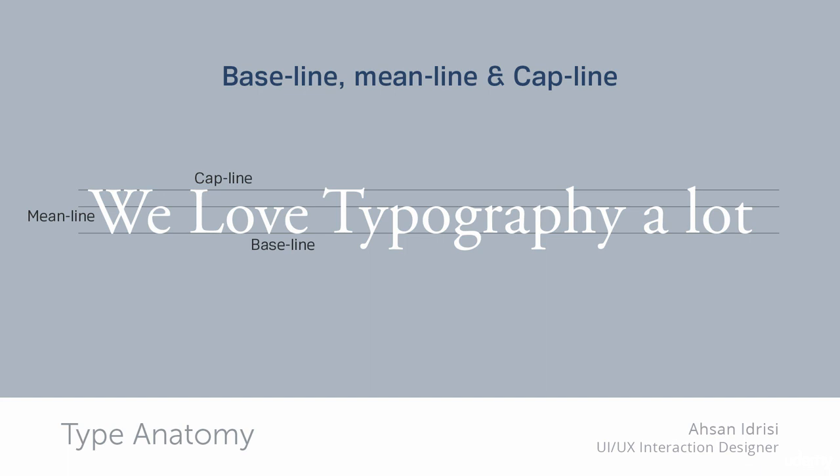So first of all, we are going to learn about baseline, mean line, and cap line. Cap line means capital line. It is the imaginary line sitting at the top of capital letters. And then we have baseline, which is very important. Baseline is the line on which all of our letters sit.